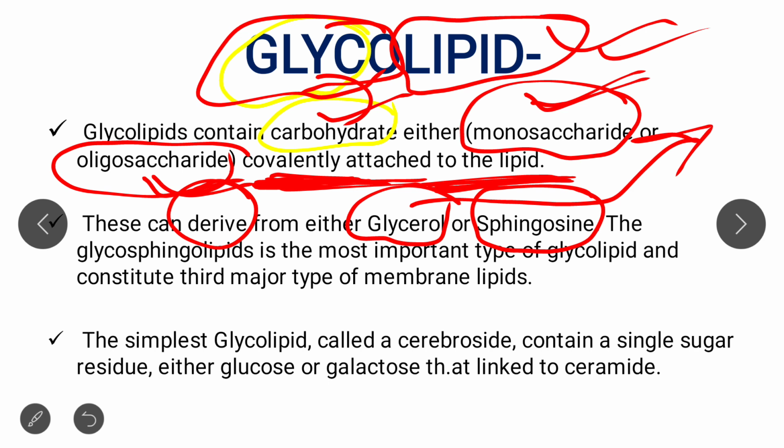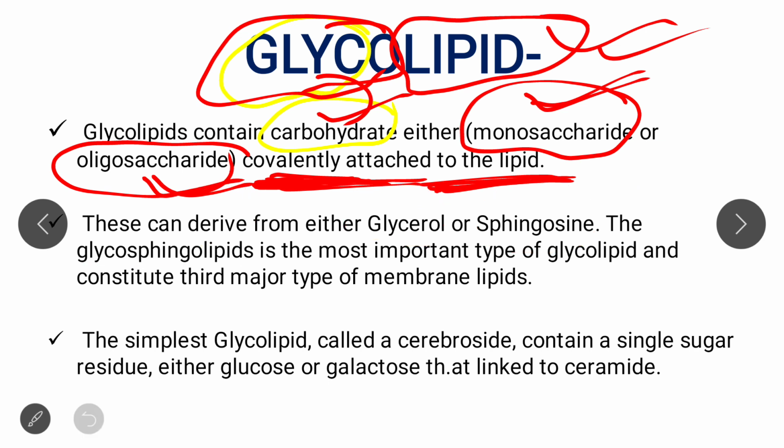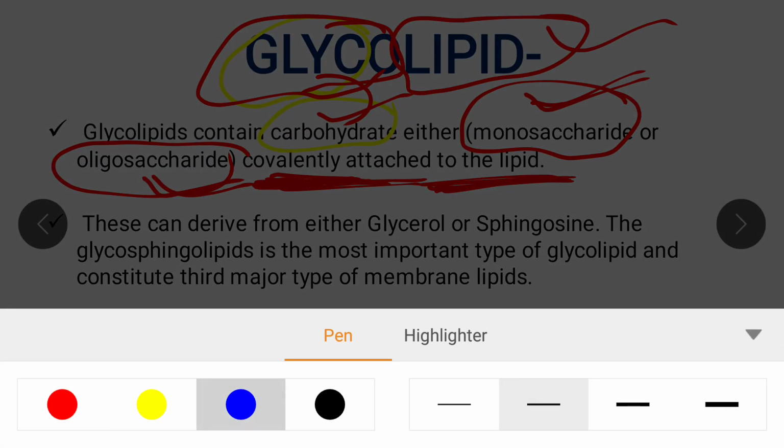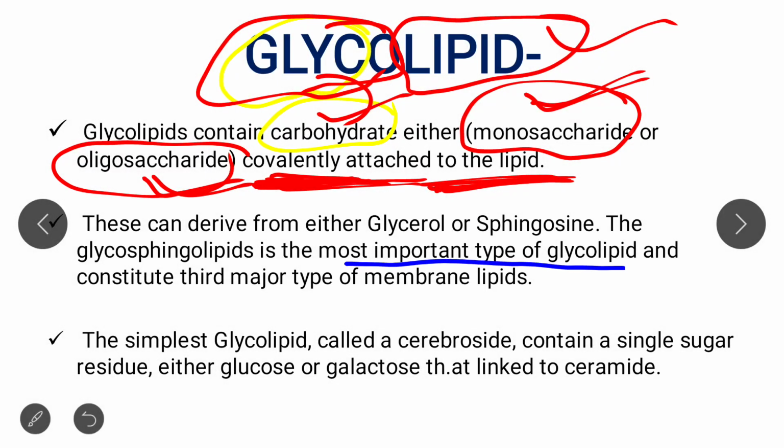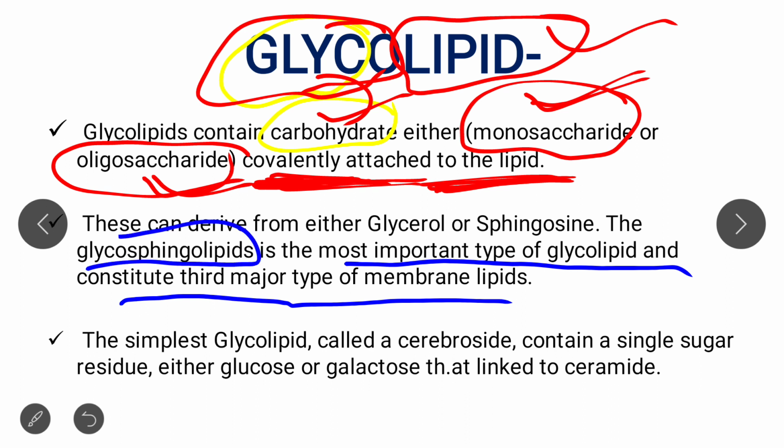The glycosphingolipid is the most important type of glycolipid, which constitutes the third major type of membrane lipid. Glycosphingolipid is the most important type of glycolipid. Clear? Now we should look at the examples.